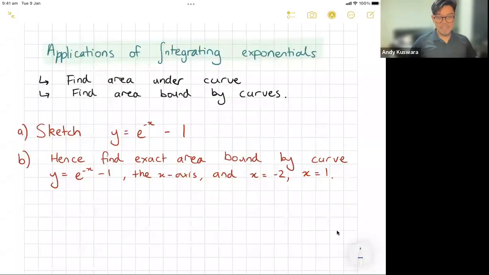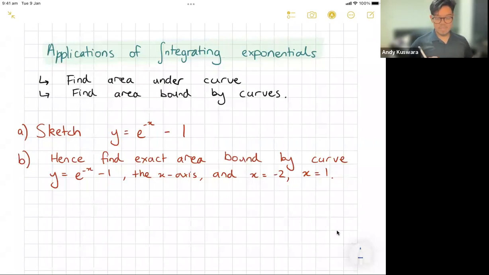Okay, let's get to it. Today we are doing applications of integrating exponentials, because we now know how to integrate exponentials. So that means now we can do the application. Application is just a fancy word in this case to say we're going to find areas under a curve, or we're going to find area bound by two or multiple curves.